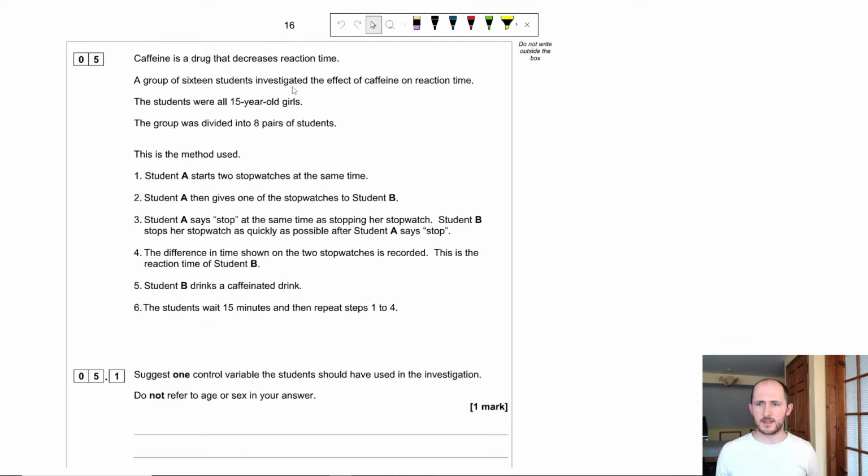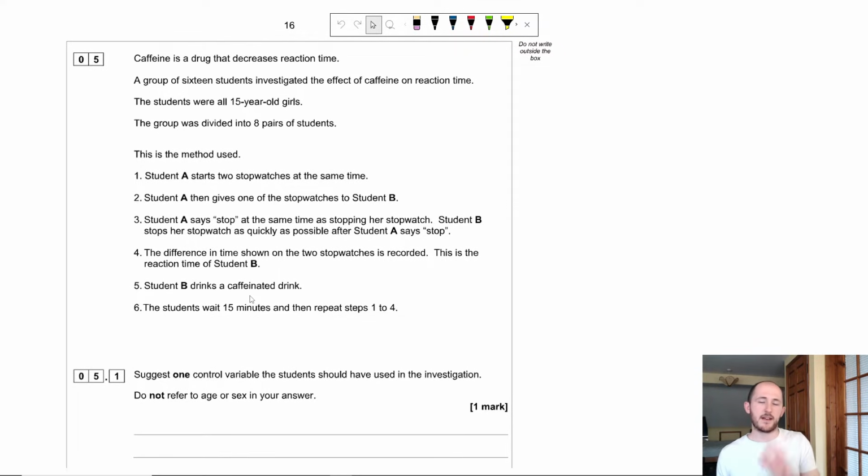A group of 16 students investigated the effect of caffeine on reaction time. The students were all 15-year-old girls, and they were divided into 8 pairs of students. This is the method used. Student A starts 2 stopwatches at the same time, hands one over to the other student. Student A then says stop at the same time as pressing the stop button on the stopwatch, and student B will stop the stopwatch the second they react to it. And the difference in time shown is recorded, which is the reaction time of student B.